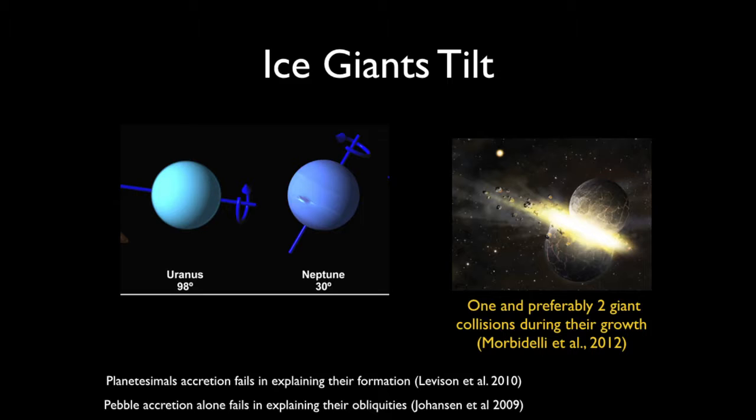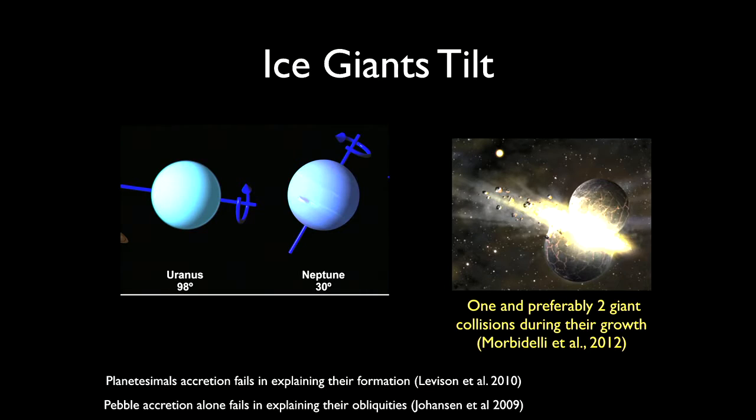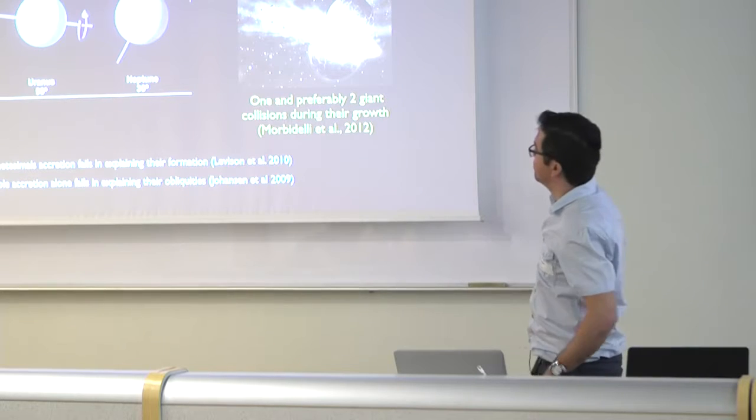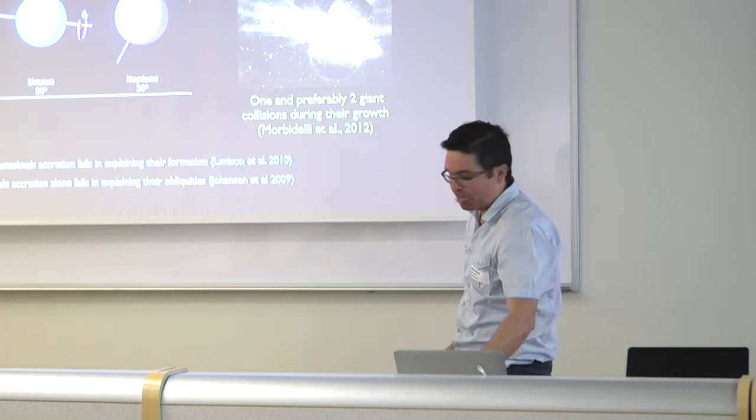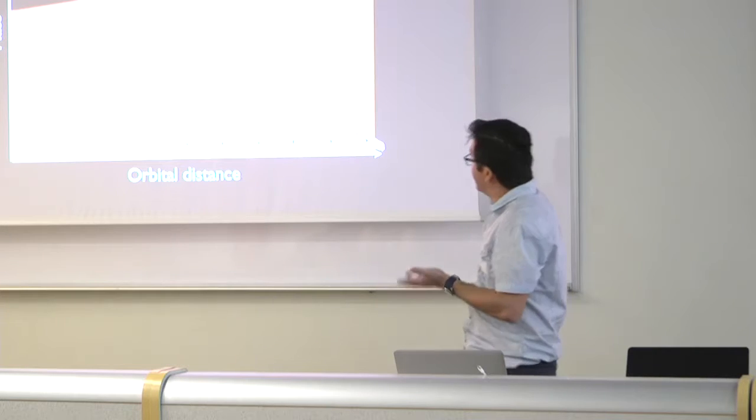You know that the ice giants of the solar system are very tilted. Uranus has an obliquity of 98 degrees and Neptune of 30 degrees. The most likely scenario to explain why they are so tilted is if they suffered giant collisions during the accretion. Because imagine that you have a collision, you just twist them. So how might this process work?